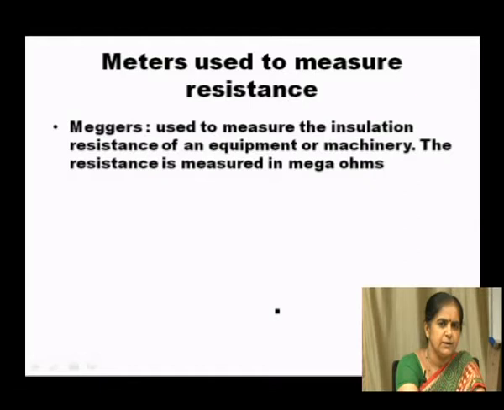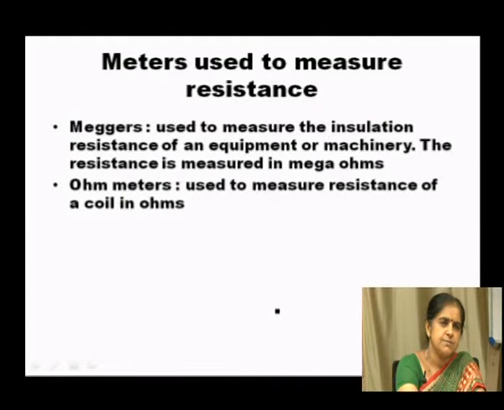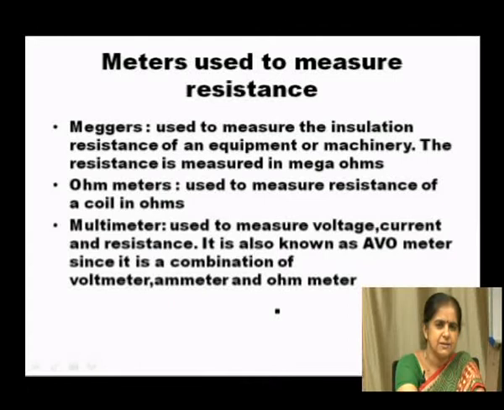This is one of the important instruments used to measure this parameter. Another important instrument which is used to measure resistance is the ohmmeter. Ohmmeter is used to measure the resistance of a coil in ohms. Multimeters are other instruments which are also used to measure the resistance of the circuit. But what is the importance of the multimeter? Multimeter is also known as AVO meter. Why is it called so? Because multimeter is not a single instrument. Instead, it is the combination of different types of meters.